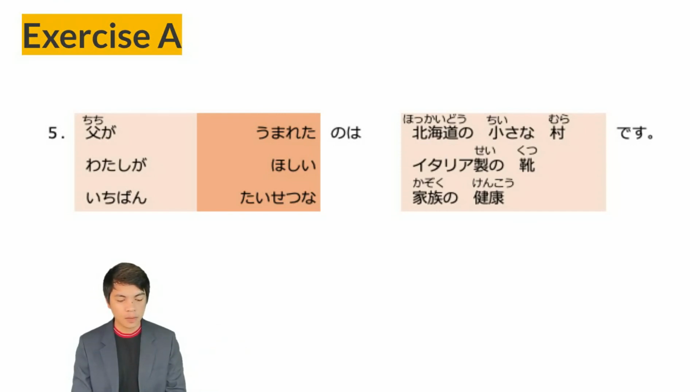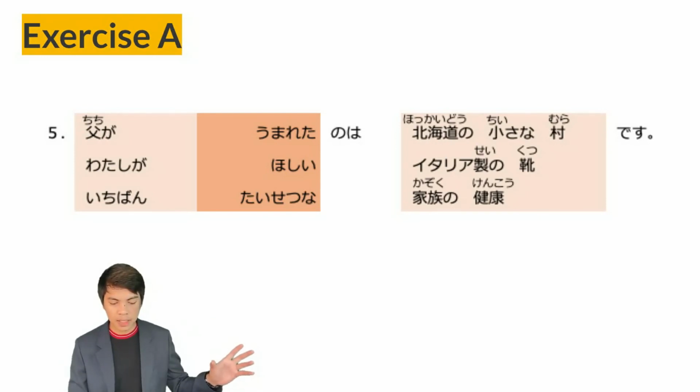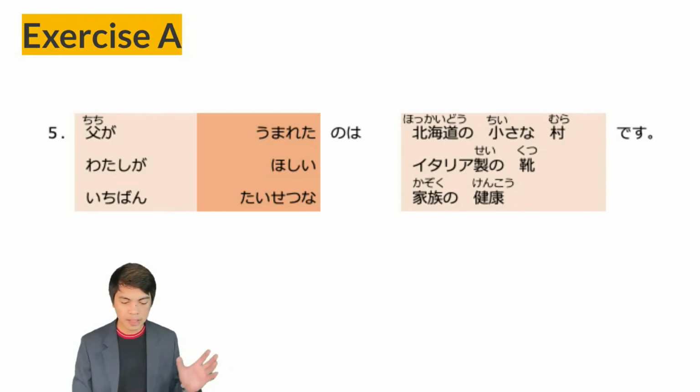Next line. Watashi ga hoshii no wa itariyasei no kutsu desu. So, watashi ga hoshii no wa, hoshii means want. What I want is itariyasei no kutsu desu. An Italian shoes. So, itariyasei means made in Italy. Itariyasei no kutsu desu. An Italian shoes.